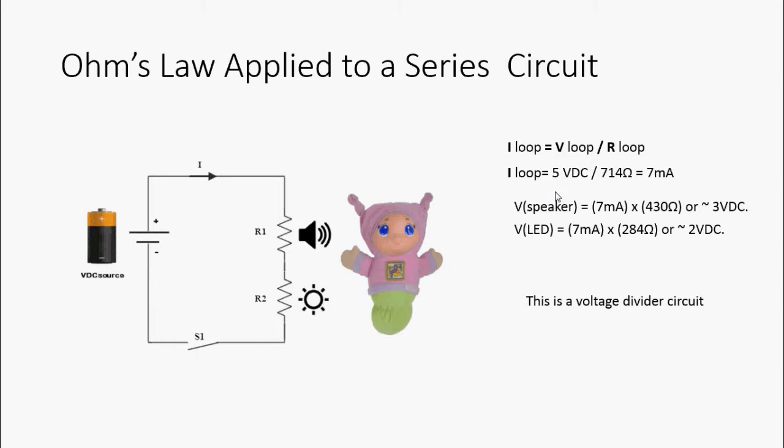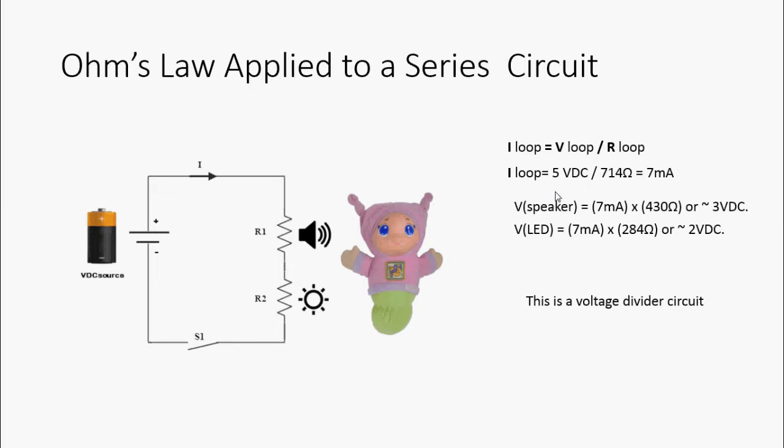Now we can find out the voltage required for the loads, for the speaker and for the LEDs. For the speaker, it's simple. We just need to multiply the current of the loop with the resistance of the load, and that is equal to nearly 3 volts DC. And the voltage of the LEDs is near 2 volts DC.